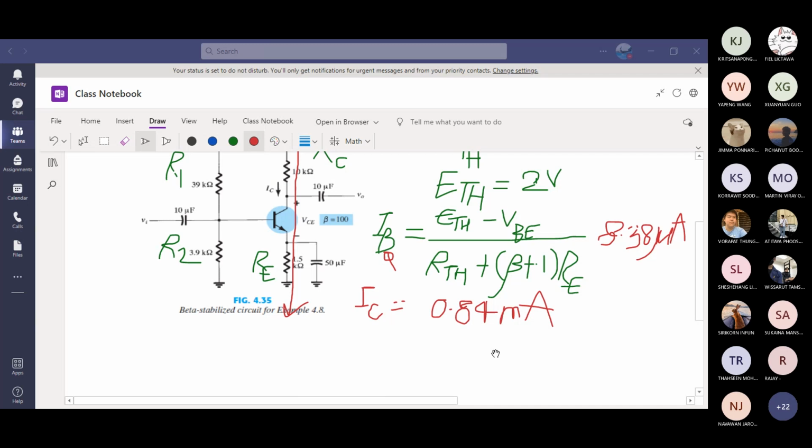22 minus 0.84 milliamp multiplied by what is the total resistance? 10K and 1.5 is 11.5 kilo ohm. 22 minus 0.84, milli and kilo, they cancel out. So you can just say 0.84 times 11.5. The voltage VCE, you should get about 12.34 volts.